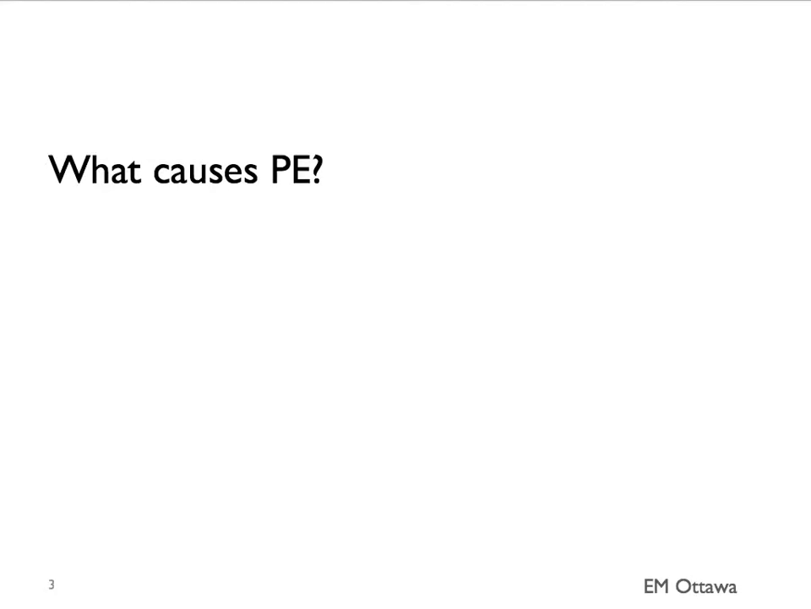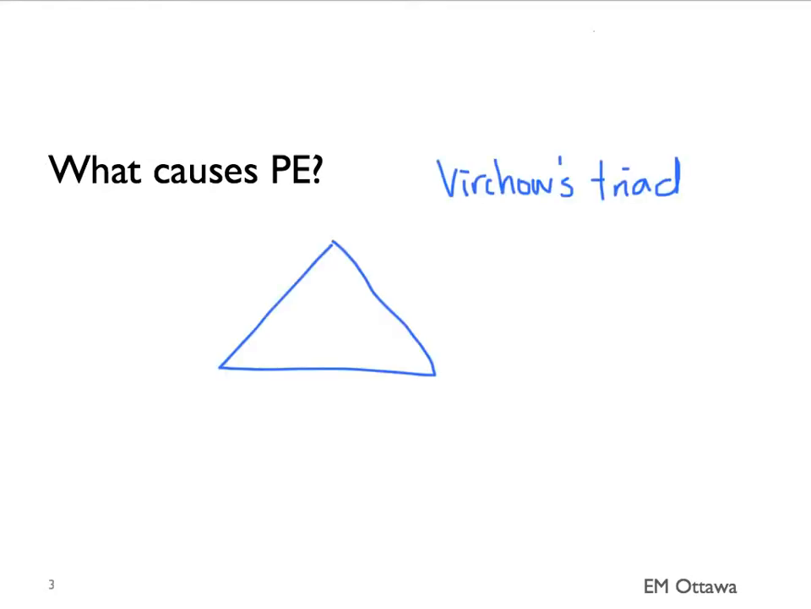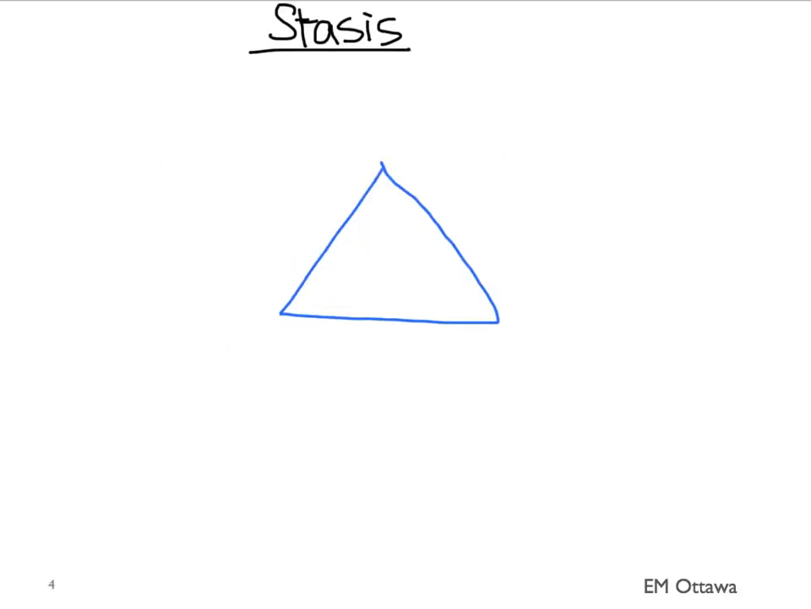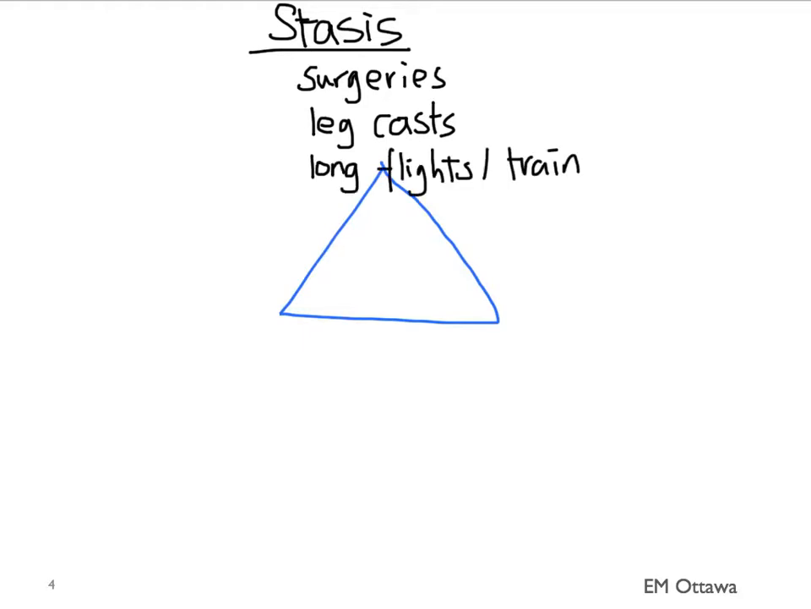What causes PE? In Virchow's triad, there are three main reasons for thrombus formation. That includes stasis, where the blood has not been moving very much, hypercoagulability, and endothelial injury. What specific clinical conditions can contribute to this? For stasis, that includes any conditions that make the patient immobilized. That includes major surgeries, being put into long leg casts, long flights or train rides, being intubated.